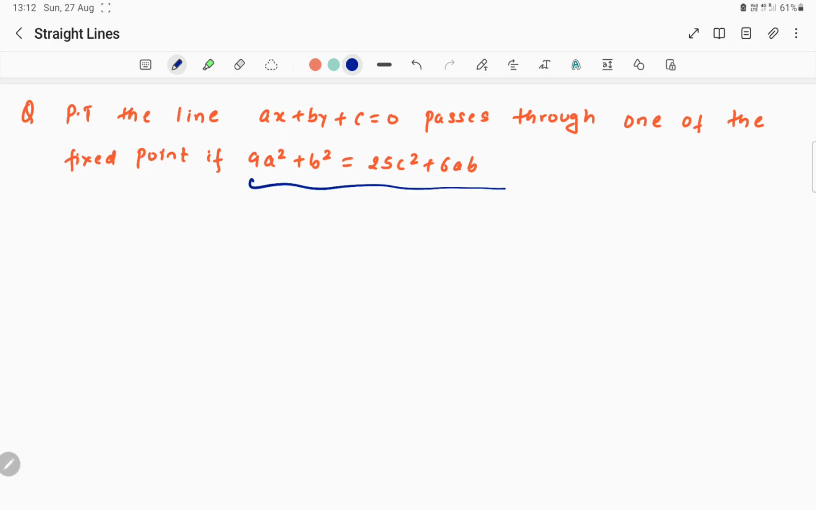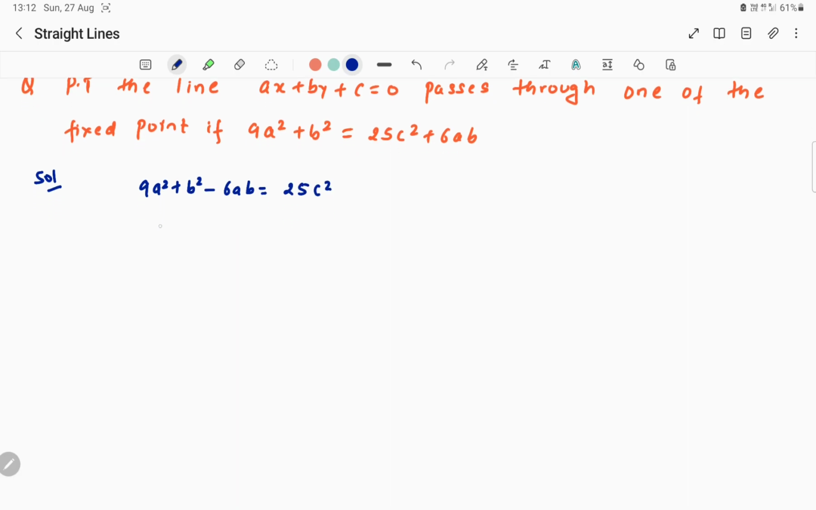Now, in the previous two examples there was a linear relation given between a, b, c, but here you can see it is quadratic. If you do a little bit of inspection, 9a square we can write as 3a whole square, b square is b square, and 6ab. So if you bring it to the left hand side, we get 9a square plus b square minus 6ab is equal to 25c square. The left hand side we can write as 3a minus b whole square is equal to 5c whole square.